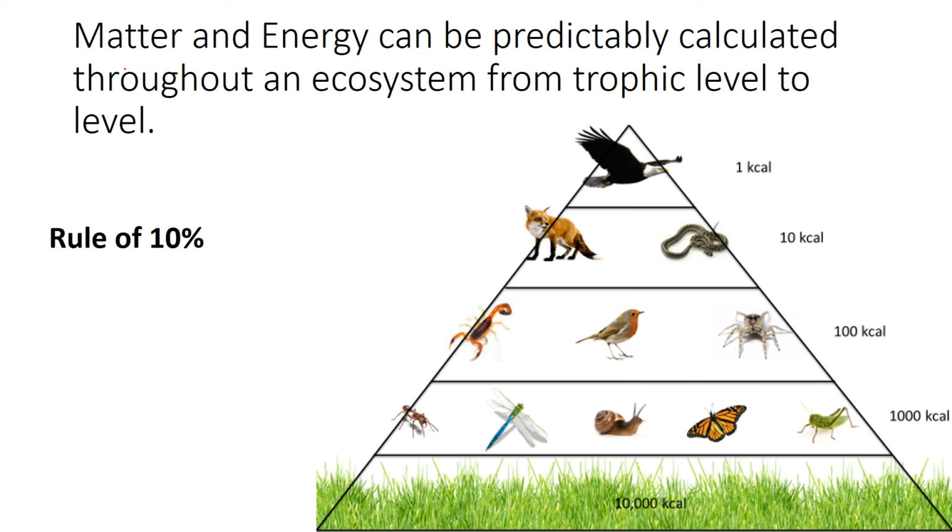One of the cool things about this pyramid is that it's not just chance. You need lots of the producer down here to support the consumers. In fact, there's a rule of 10%. If we have 10,000 kilocalories worth of food down here, that means we can support 1,000 kilocalories of primary consumers, and then 100 kilocalories of secondary, 10 of the tertiary, and 1 for our final quaternary consumers.